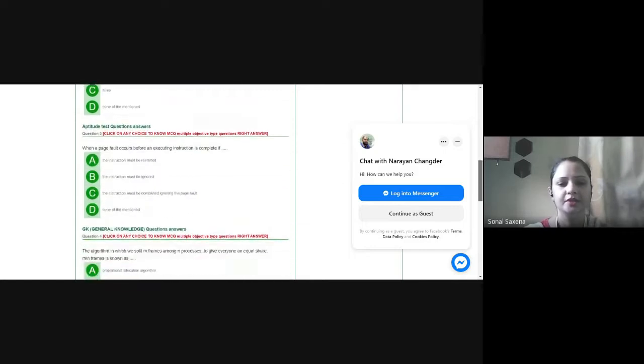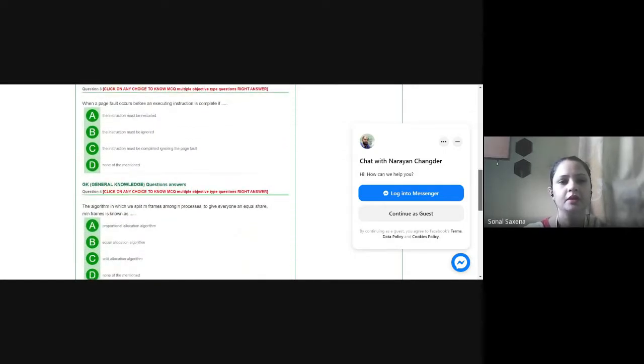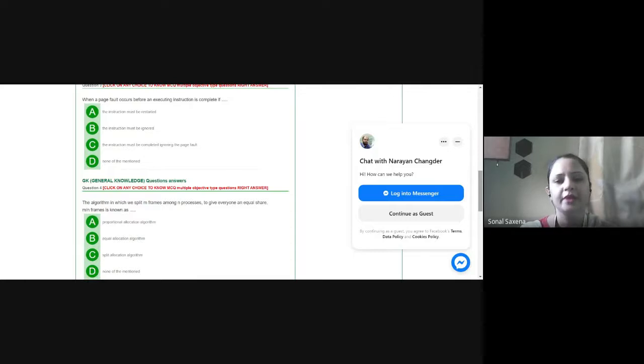Let me take you to the next question. Now, when a page fault occurs before an executing instruction is complete, the instruction must be restarted, the instruction must be ignored, the instruction must be completed ignoring the page fault, or none of the above mentioned. We have already seen all these things, so I think we will be able to answer all the questions correctly.